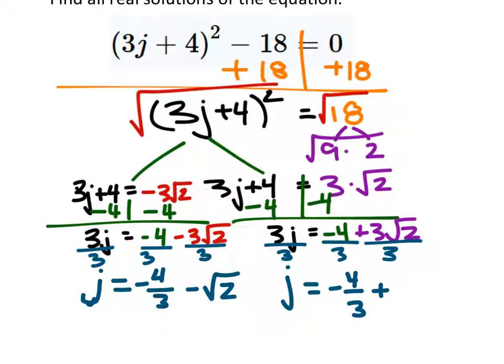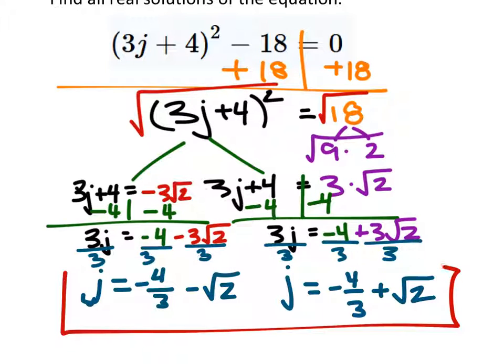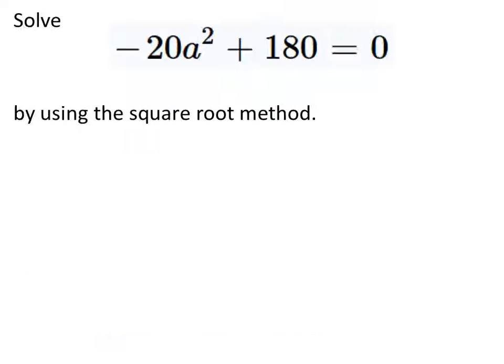Plus, again, that becomes a 1. 3 divided by 3 is 1 times the square root of 2. And we got our two answers down here. Put a comma between them if you want.